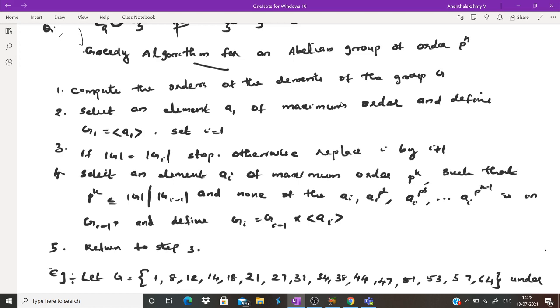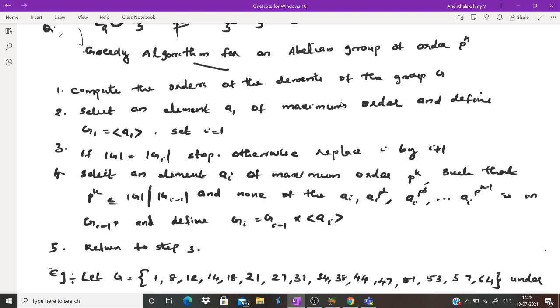Select an element Ai of maximum order p raised to k such that p raised to k is less than or equal to the order of G divided by the order of Gi minus 1, and none of the powers Ai, Ai p, Ai p square, Ai p cube, up to Ai p raised to k minus 1 is in Gi minus 1. Then define Gi to be the internal direct product of Gi minus 1 and the cyclic group generated by Ai. And now you return to step 3.